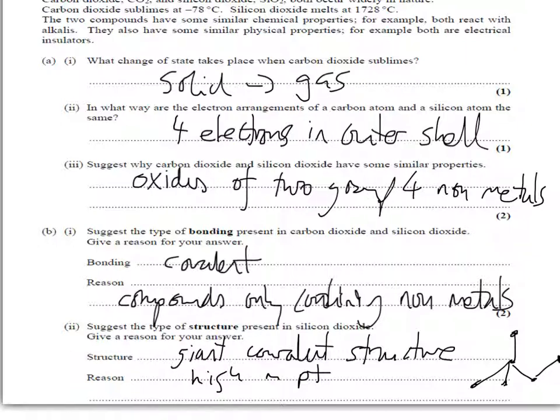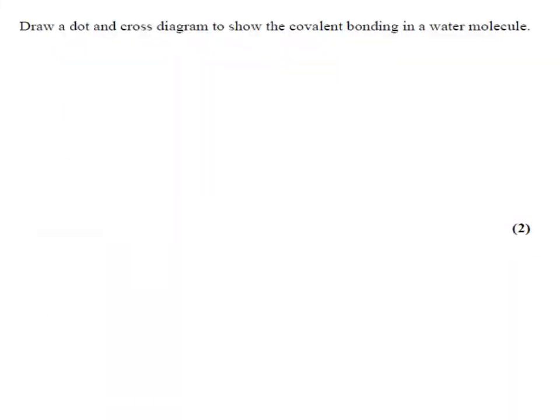Carbon dioxide is not a giant covalent structure, it's a simple molecular substance. So no covalent bonds will be broken when the carbon dioxide sublimes. We would just be overcoming the weak forces that are between the molecules, the weak intermolecular forces. So carbon dioxide turns into a gas at a very, very low temperature. Now this is a fairly common question.